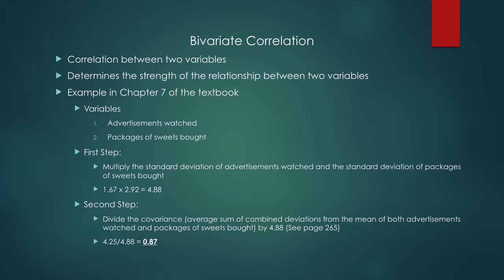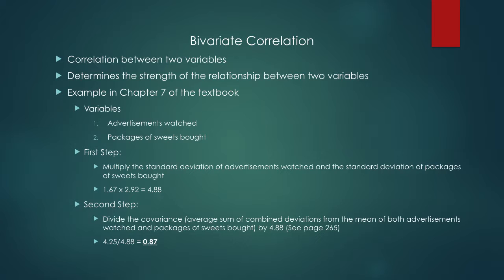I like to use examples when explaining things, so I thought the example in chapter 7 of the textbook was a really good one. The two variables they used were advertisements watched and packages of sweets. In the study, they showed, I think it was 5 participants, advertisements of these sweets, and then the following week they measured how many packages of sweets they bought.